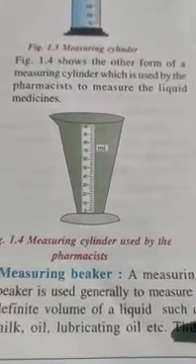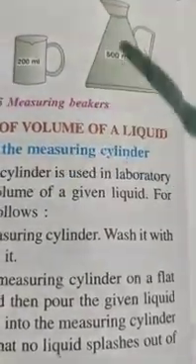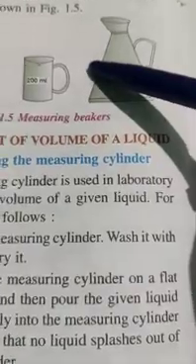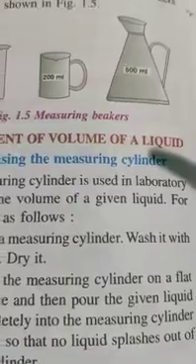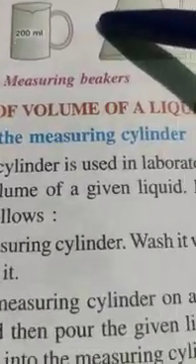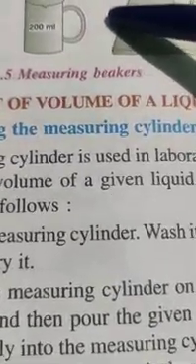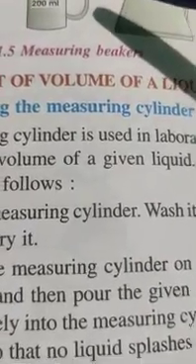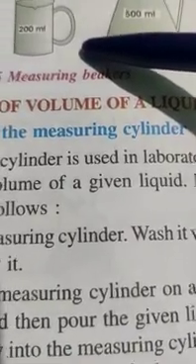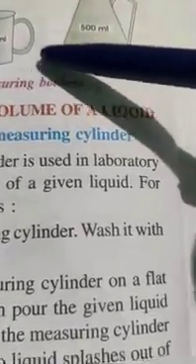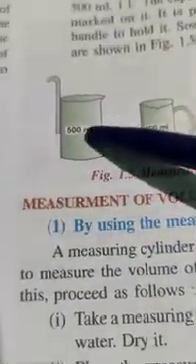Okay, these are the measuring beakers. A measuring beaker is used generally to measure a definite volume of a liquid such as milk, oil, lubricating oil, etc. They are available in different capacities such as 50 ml, 100 ml, 200 ml and 500 ml. The capacity of the beaker is marked on it, so it will give a definite volume of liquid.